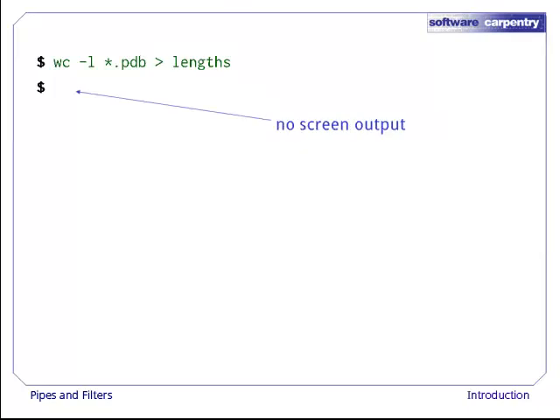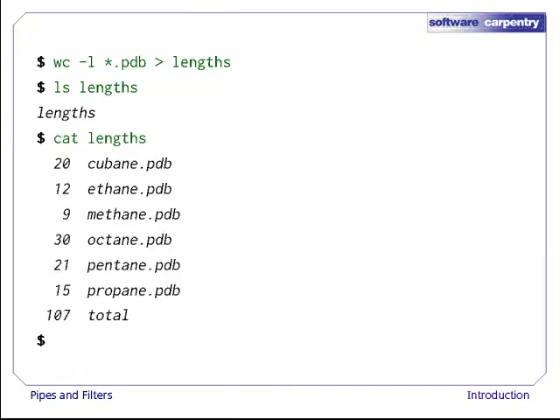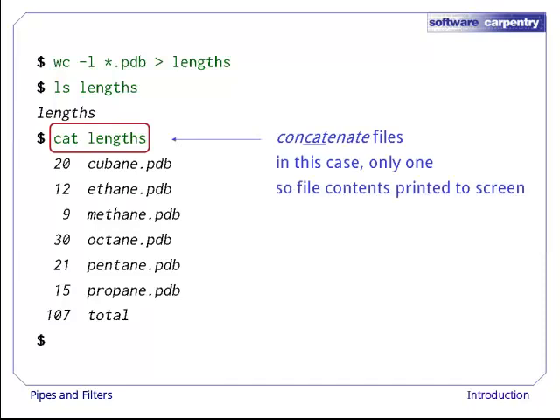Notice that there is no screen output. Everything that wc would have printed has gone into the file lengths instead. ls lengths confirms that the file exists, and we can print its contents to the screen using cat lengths. Cat stands for concatenate. It prints the contents of files one after another. In this case, there's only one file, so cat just shows us what's in it.